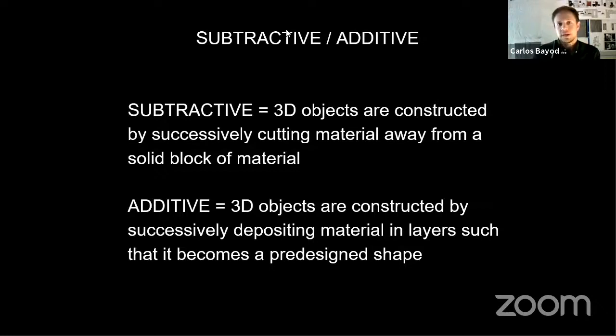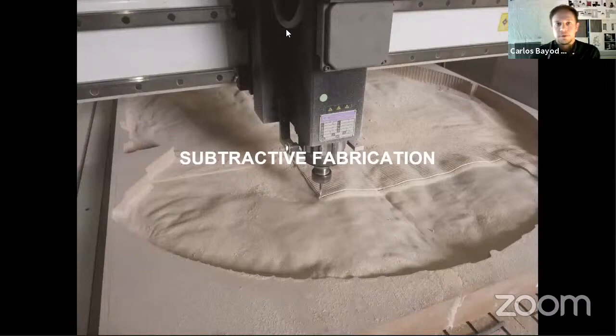Basically, it works as adding layers of material. So it could be considered in a way more sustainable, because you are not wasting any material. You are only using the exact material that you need to generate your shape. I will show you examples of each of these techniques, and especially how we use them in the Factum Foundation, and what are the advantages and disadvantages of each of these groups of fabrication techniques.